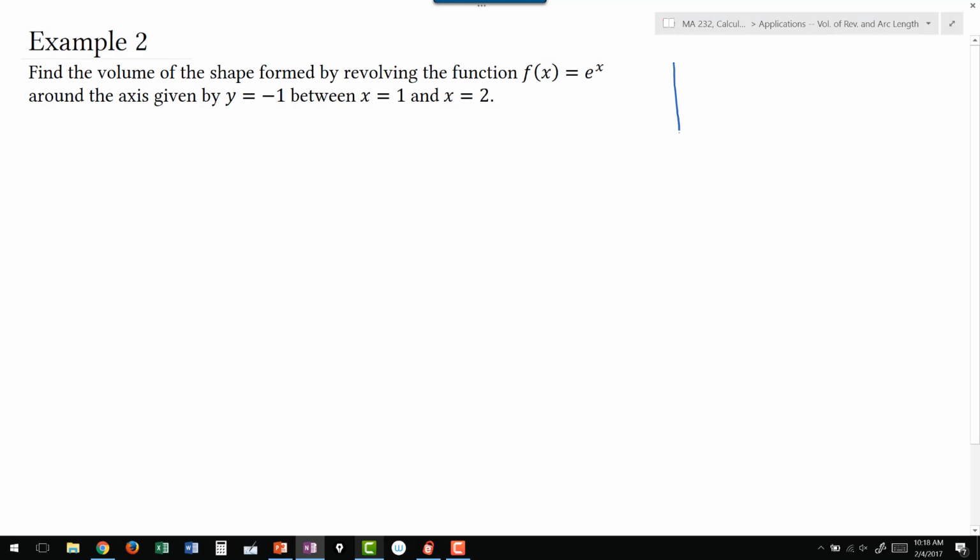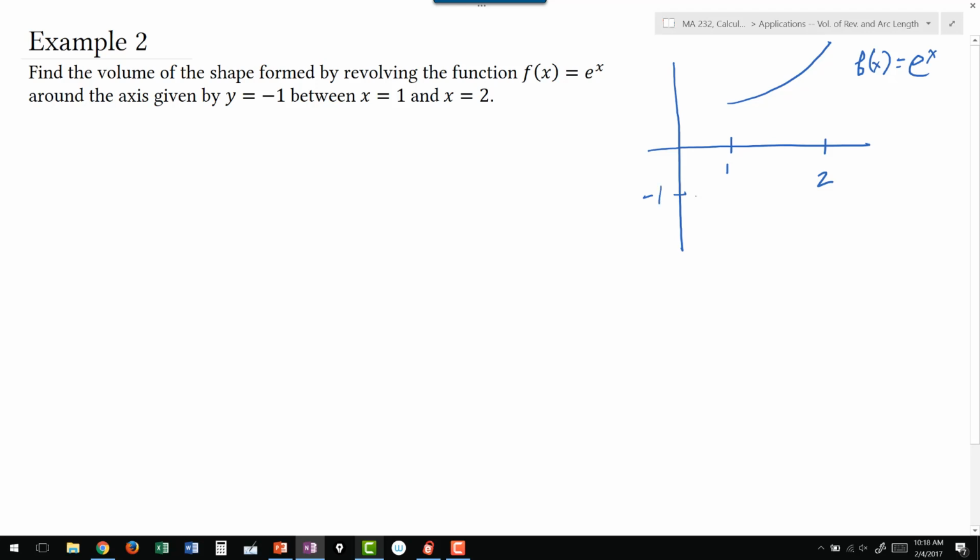Our second example of finding a volume of revolution involves revolving a function around an axis that's different than the x-axis. So here we're going to revolve the function e to the x, but we're going to revolve it around the horizontal line y is equal to -1. And we'll do so between x equals 1 and x equals 2.